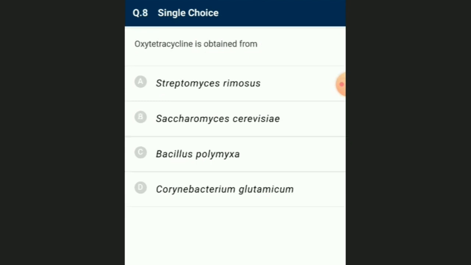Question number 8. Oxytetracycline is obtained from the bacterium Streptomyces rimosus, commercially used for industrial production of the broad spectrum antibiotic oxytetracycline. This antibiotic is effective against a wide variety of bacteria. Oxytetracycline works by interfering with the synthesis of essential proteins inside the bacteria. Because of absence of these proteins, the bacteria cannot undergo growth and reproduction, thus resulting in the substantial reduction in the bacterial population. So, oxytetracycline limits the spread of infection of the bacteria and remaining bacteria eventually get killed by our immune system. So, the answer for this question is option A, Streptomyces rimosus.